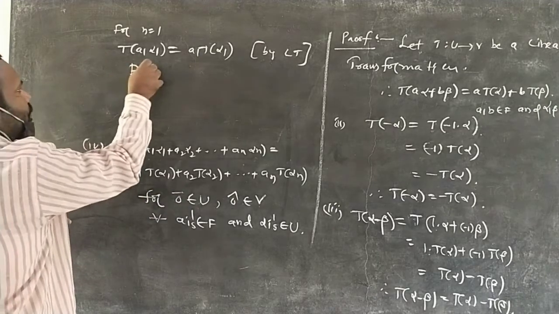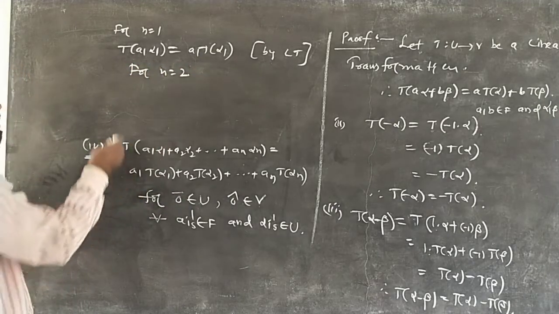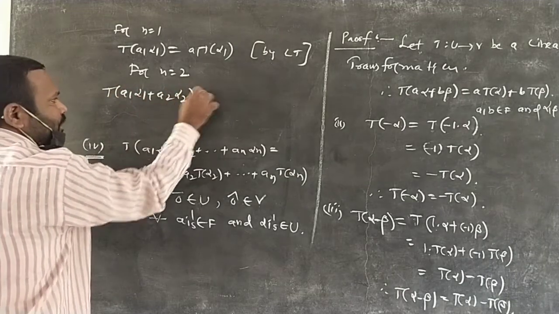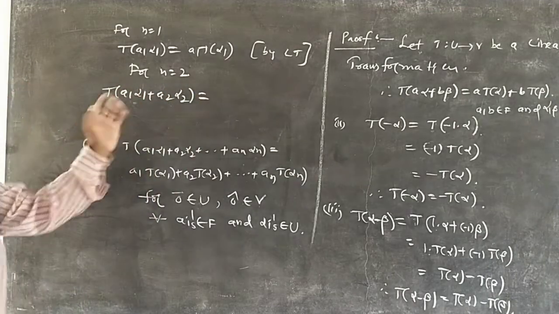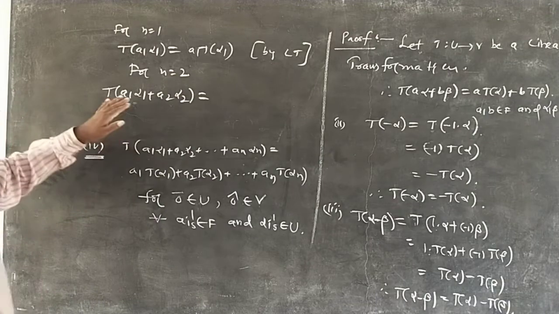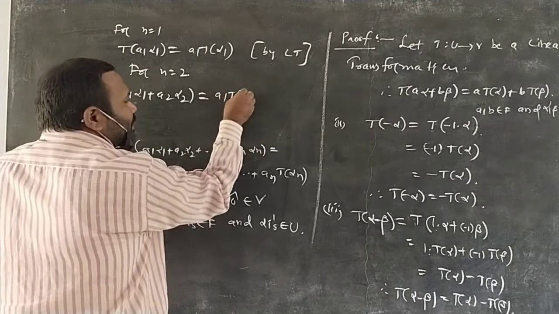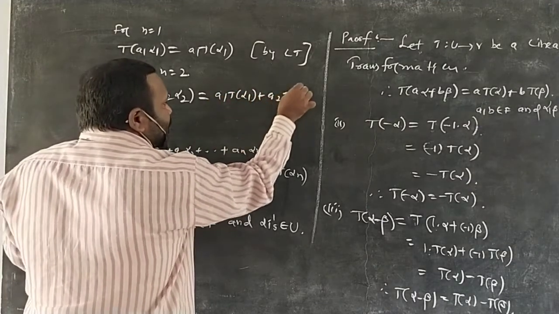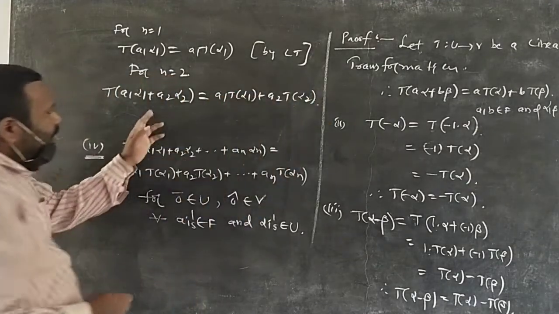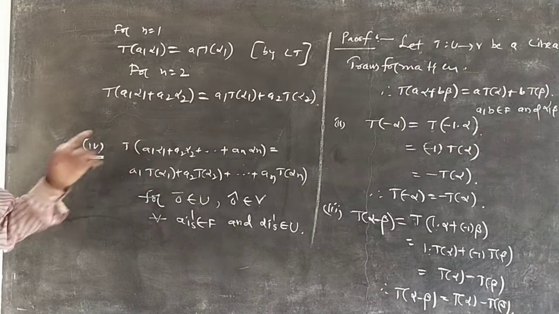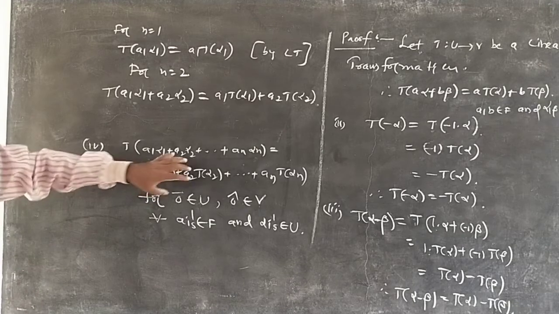For n equal to 2, you take two terms, T of a1 alpha 1 plus a2 alpha 2. There are two terms. Use the definition of linear transformation. By the definition of linear transformation, it can be written as a1 into T of alpha 1 plus a2 T of alpha 2. So for n equal to 2, this statement is proved. For n equal to 1 and n equal to 2, this is proved.